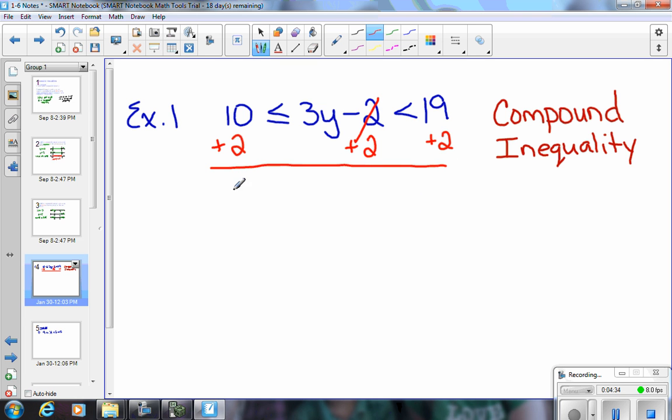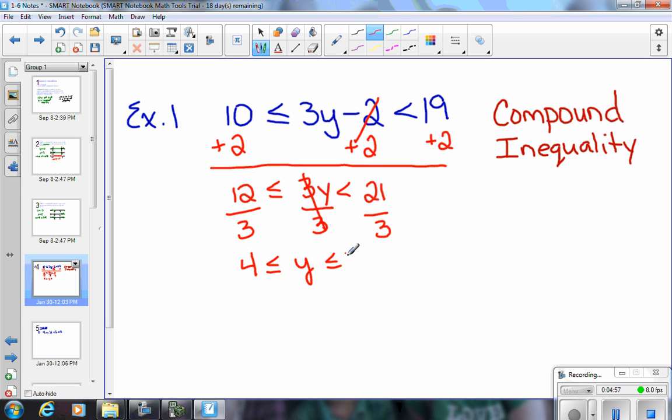So now I have 12 less than or equal to 3y less than 21. I want to get y by itself, so I need to undo multiplying by 3, so I divide by 3. Have to do it to all the sides, both sides of the inequality. So the 3's cancel. I'm left with 4 is less than or equal to y is less than or equal to 7. That's my solution.